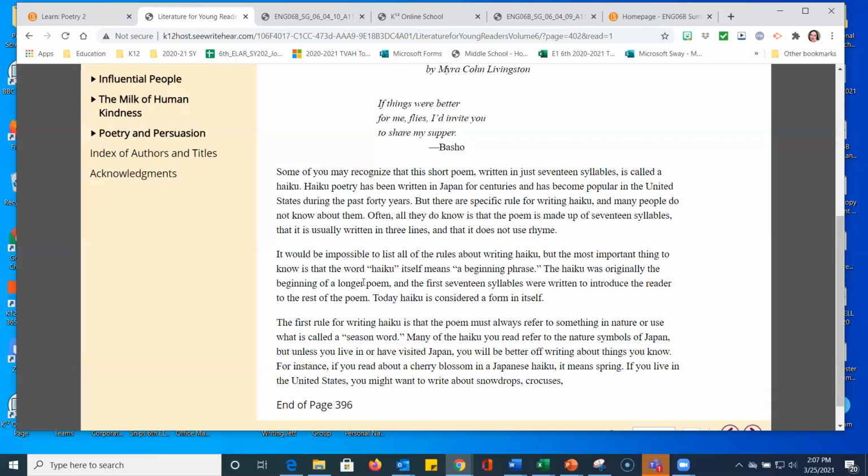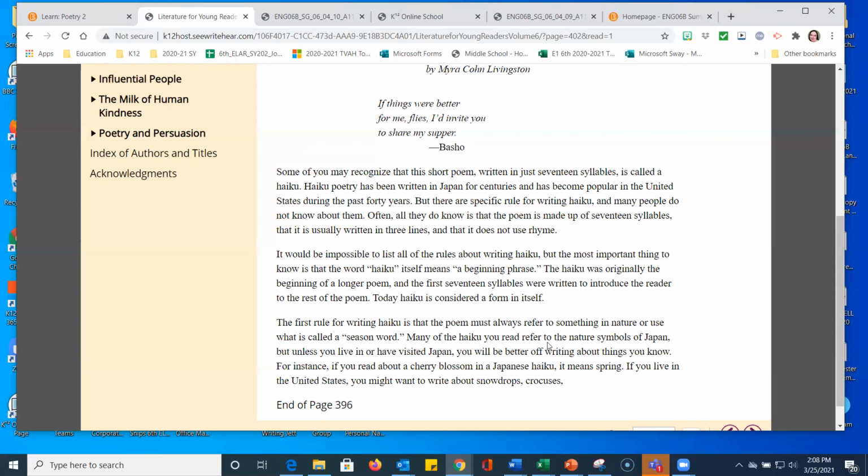The haiku was originally the beginning of a longer poem, and the first 17 syllables were written to introduce the reader to the rest of the poem. Today, haiku is considered a form in itself. The first rule for writing haiku is that the poem must always refer to something in nature or use what is called a season word.